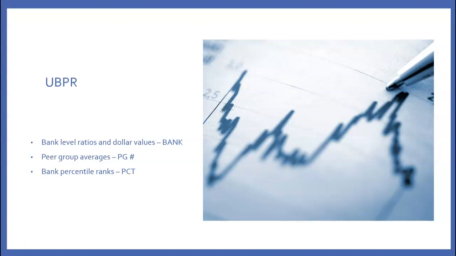Peer group averages are classified into 15 different groups based on the size of banks, their general location, and their number of branches. Percentile ranks allow for a more comprehensive analysis and rank each bank's ratio within the peer group in ascending order from 0 to 99. Each percentile rank indicates that the associated ratio is above that fraction of peer banks' ratios.